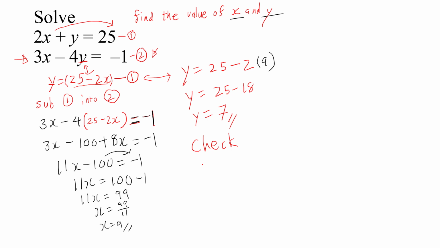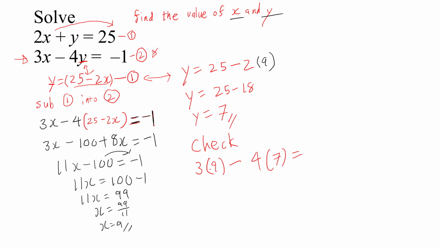How do I check it? So 3 times the x value, which is 9, minus 4 times y, the y value is 7. I will see if I can get negative 1. If I can get negative 1, then I am correct.